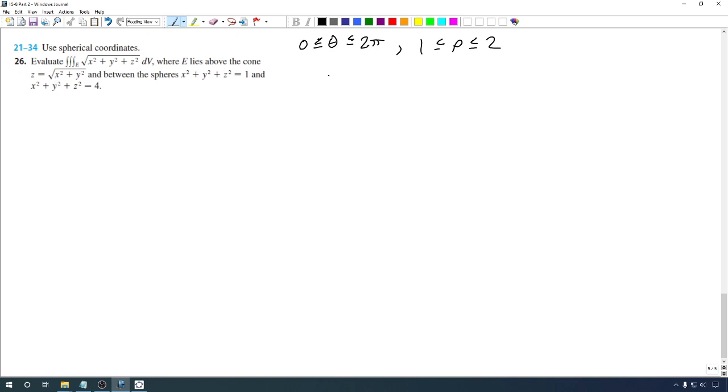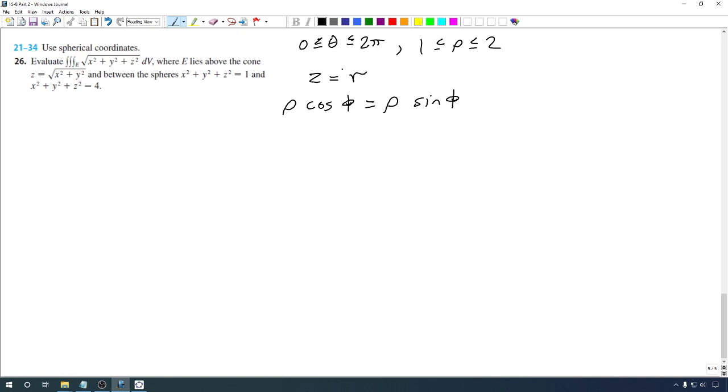Let's go ahead and actually write this out. So really, what are we dealing with here? We have z is equal to the square root of x squared plus y squared. Remember, x squared plus y squared is r squared, the r from cylindrical coordinates. When we take the square root, that's when we just get r. Z, remember, is rho cosine of phi. And r, we already knew, was rho sine phi.